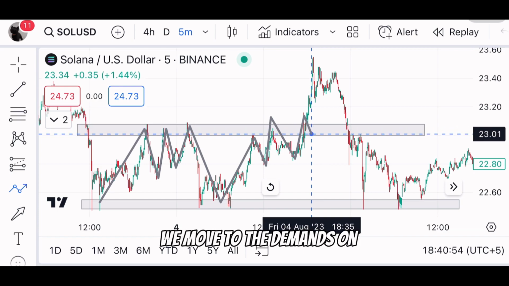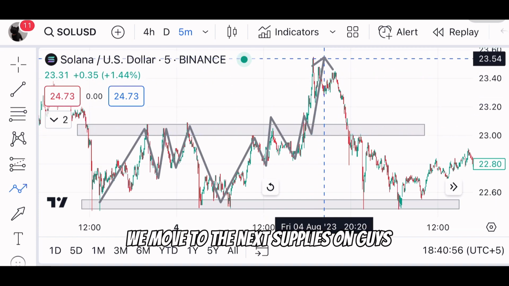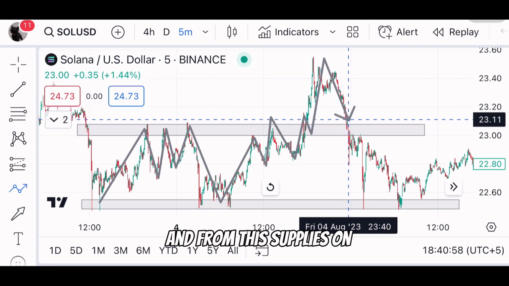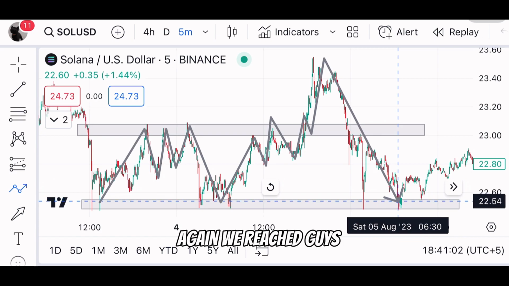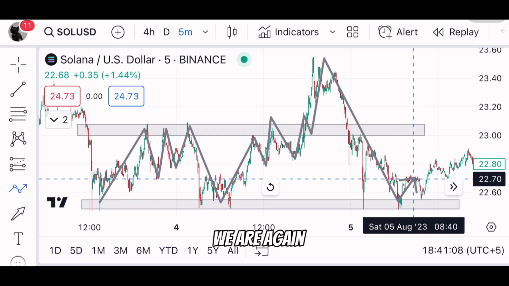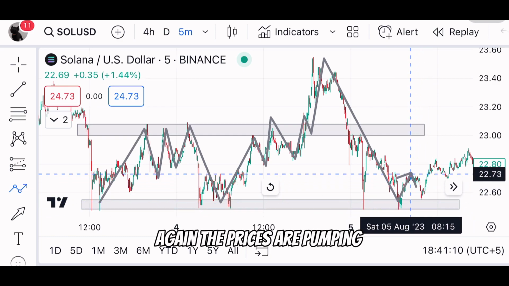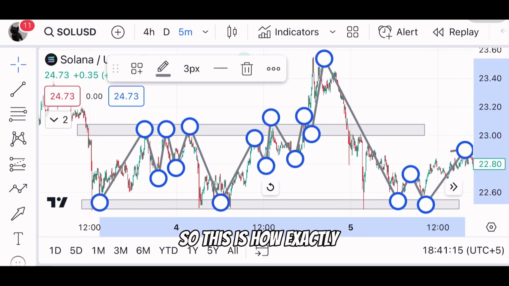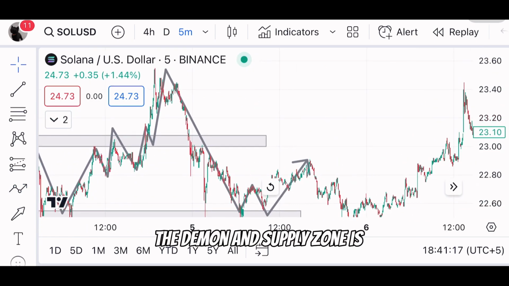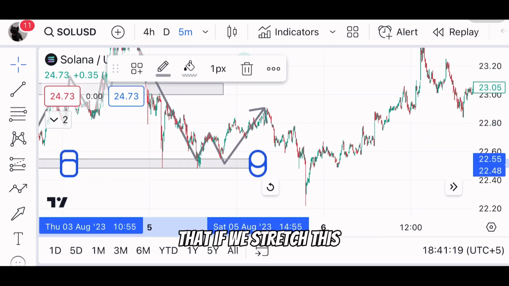Now we move to the demand zone, and then again we move to the next supply zone, guys, and from this supply zone again we are going down. You can see again we reached exactly the demand zone, and reaching the demand zone, people are buying and the prices are pumping. Again we are reaching this demand zone, again the prices are pumping. So this is how exactly the demand and supply zone works.